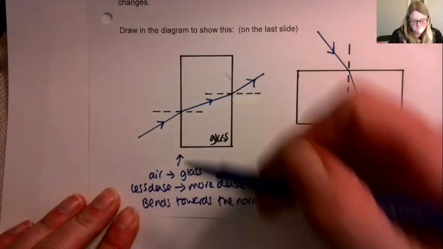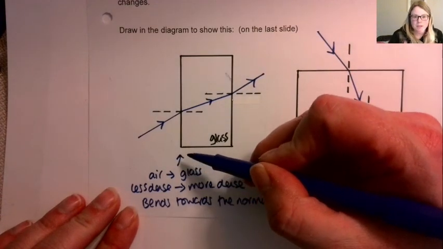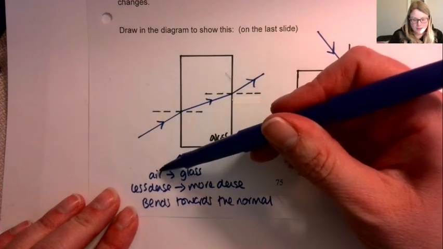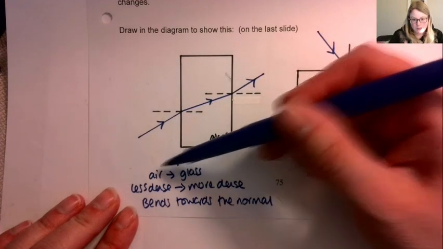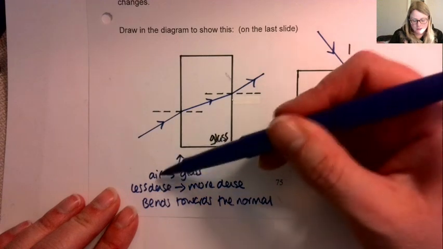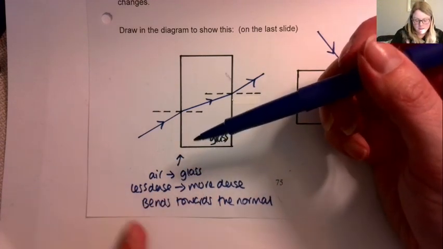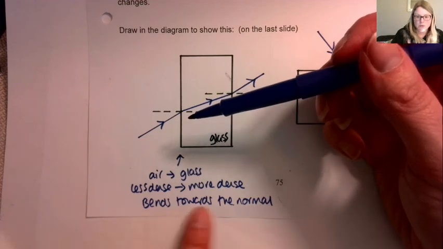Now, I'm trying to describe here what's happening at this boundary. So this is the light going from air to glass. Air is obviously less dense than glass, so we're going from less dense to more dense. The light's going to bend towards the normal.